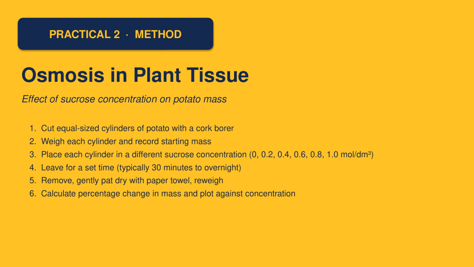Osmosis in potato. Cut cylinders of equal size, weigh them, place each in a different sucrose concentration, leave for a set time, pat dry, and reweigh. The independent variable, the sucrose concentration. The dependent variable, percentage change in mass. In dilute solutions, water enters, mass rises. In concentrated solutions, water leaves, mass falls. Percentage change is what you plot because it makes different starting masses comparable.